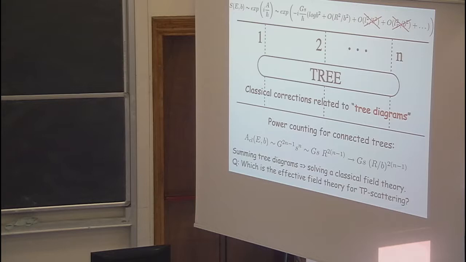And you can see by power counting that the contribution to the action from these diagrams scales in the correct way, the action doesn't contain any power of the Planck constant. Now, summing tree diagrams corresponds to solving a classical field theory. Which is the effective field theory for this Transplanckian scattering?